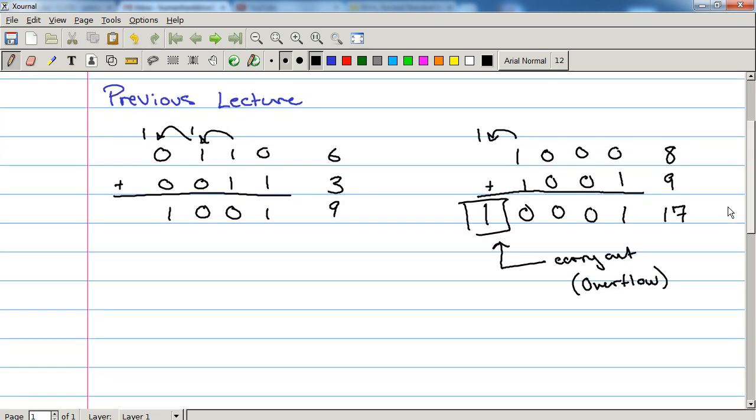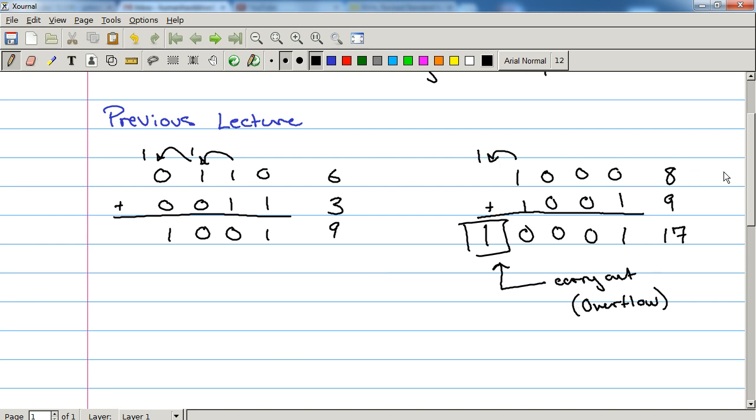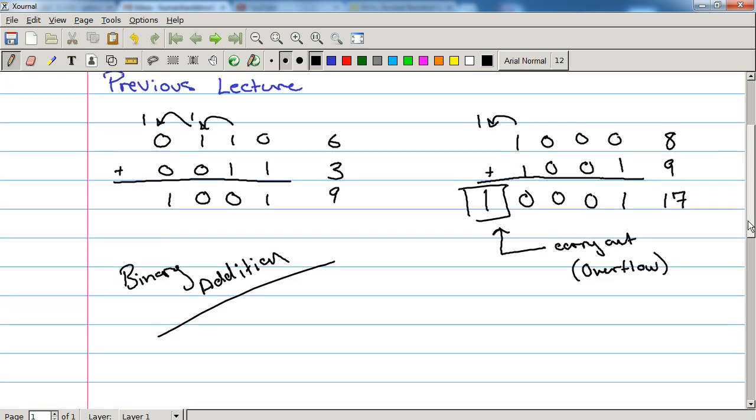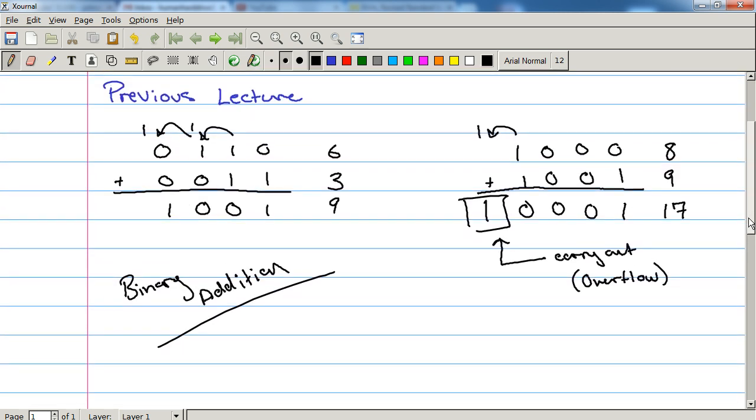So that's addition. I'll write that somewhere. This is binary addition. It's fairly straightforward. Nothing that hard.